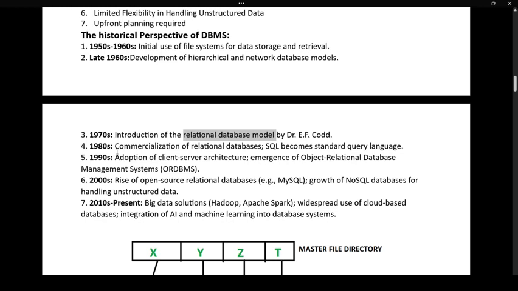That is the historical perspective: how it was implemented, from scratch until now, how database management has been developing. From the 2010s to the present, big data solutions like Hadoop and Apache Spark, the spread of the web, use of cloud based databases, and integration of AI and machine learning into database systems. It keeps rapidly increasing, and as the data increases, the number of solutions needs to increase, right? The number of applications also increased.